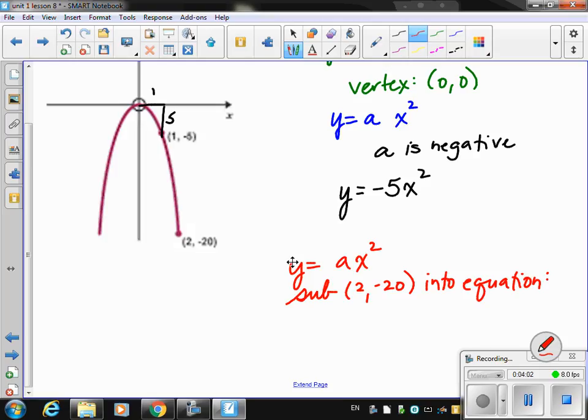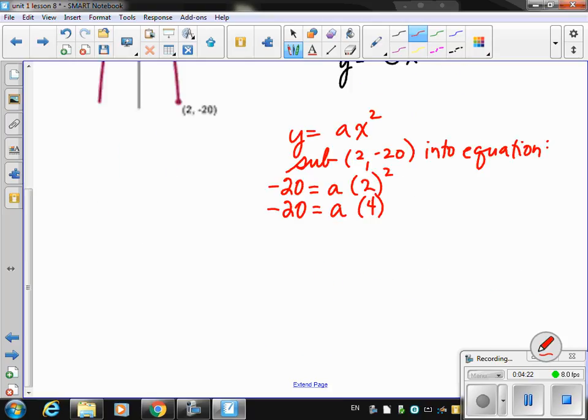My 2 is my x value. So I'm going to substitute 2 there. My negative 20 is my y value. Let's check that my A value should in fact be negative 5. 2 squared is 4. If I want to get A by itself, and I have A being multiplied by 4, I get rid of the 4 by dividing both sides by 4. My A value is negative 5. Awesome.